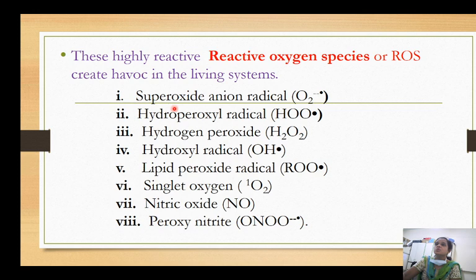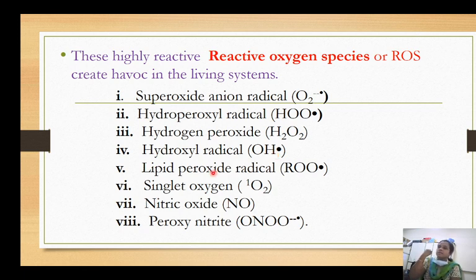The first one is the superoxide anion radical. Superoxide anion radical is oxygen with two electrons, O2 minus here. So it has got extra electrons present. Next is the hydroperoxyl radical, that is HOO. It is hydroperoxyl, OOH, that is the hydroperoxyl radical. It has got one extra electron. Next is hydrogen peroxide. We'll come to hydrogen peroxide. Next is the hydroxyl ion, OH minus, which has got one electron.